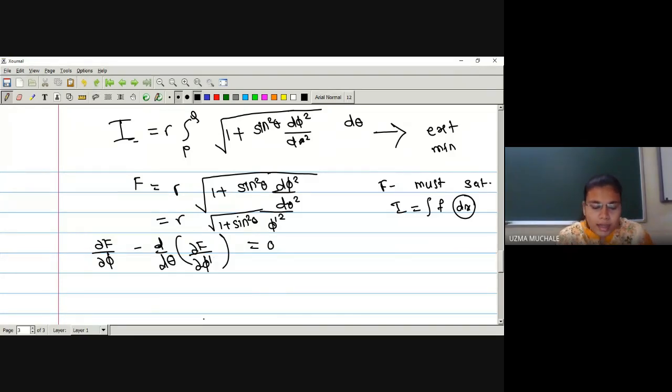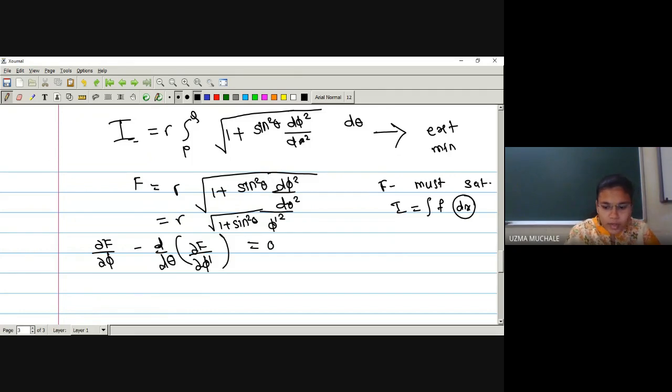Is the idea clear for every student? Depending on the integrand, you have to find out the Euler-Lagrange equation. Every time it is not necessary that your Euler-Lagrange equation will be in terms of x and y. It depends on the value of the integrand I. Whenever you have the integration with respect to theta, you have to write d by d theta instead of d by dx, and make the corresponding changes.